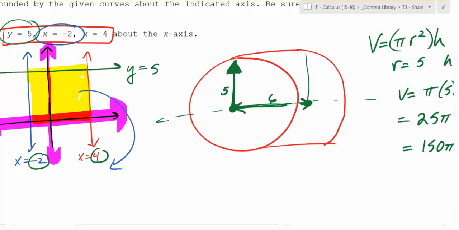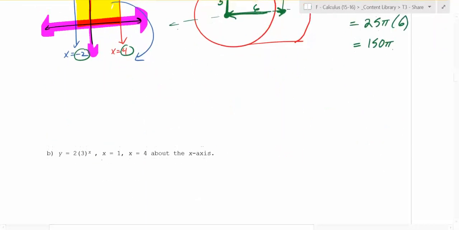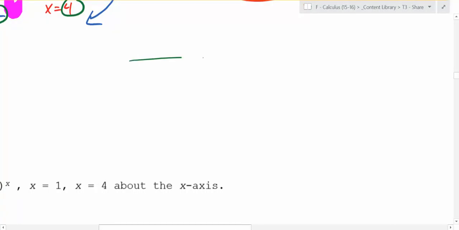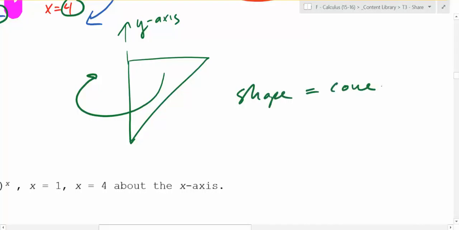Point being, you can take things and you can rotate them to get three-dimensional shapes that you've seen before. Here's a side note: let's say I gave you this shape right here. What shape is that? So let's say this was the y-axis right here. Everybody sees the y-axis? What happens if I rotated that around the y-axis? What shape would I get? Yeah, you would get a cone. Is it sitting on my desk? Oh, look, it is sitting on my desk right here.